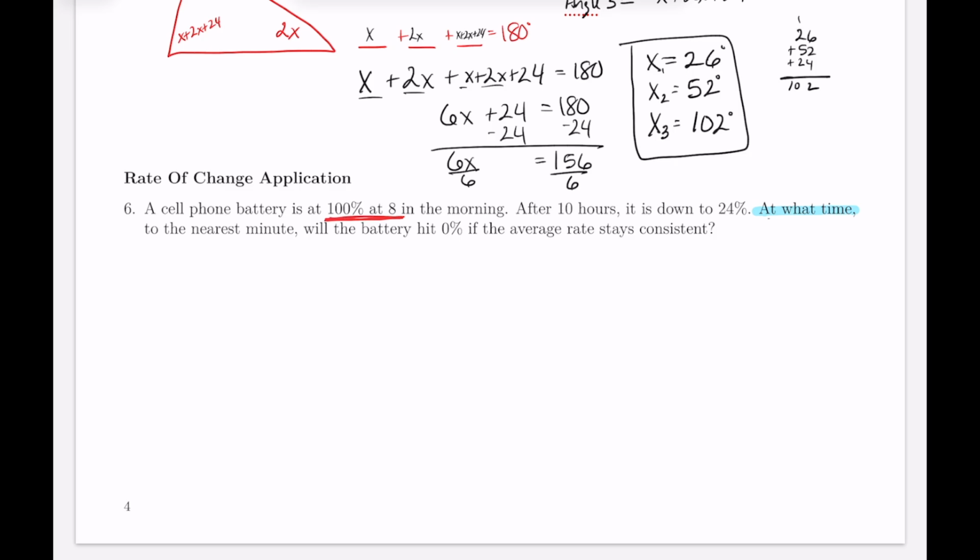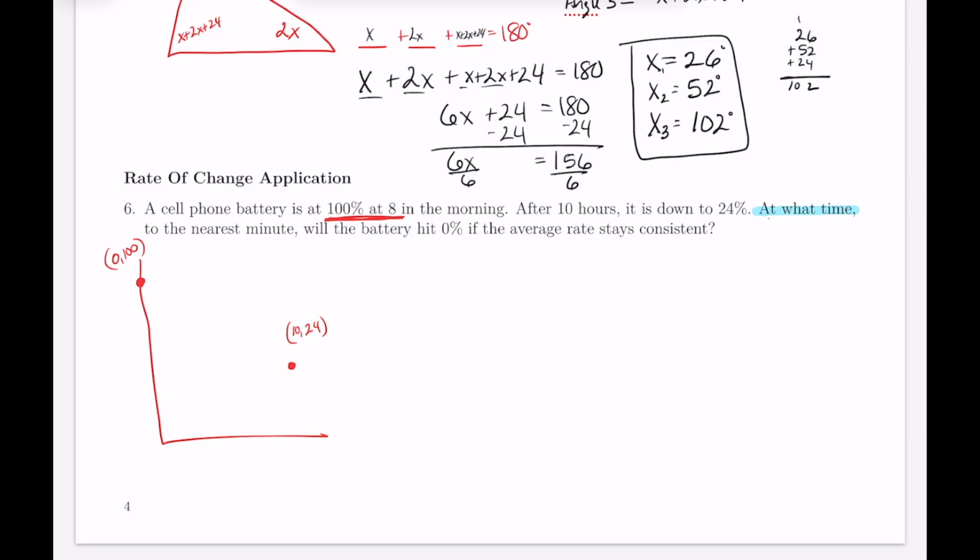Okay. I think I'm going to treat 8 o'clock in the morning as time 0. So you might even think of this as, hey, at 8 o'clock in the morning, we're at 100%. And then it says 10 hours later, we're at 24%.